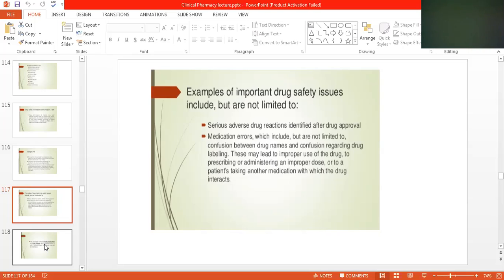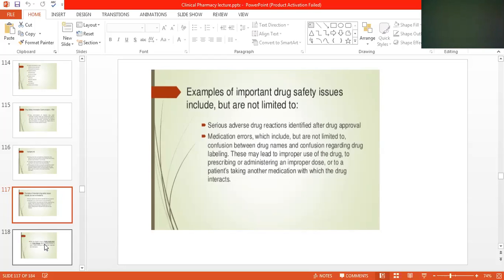These may all lead to improper use of the drug, prescribing or administering an improper dosage. Maybe a mistake can happen by the physician or the people who are conducting the trial. They may give a wrong dose and a wrong route of administration.